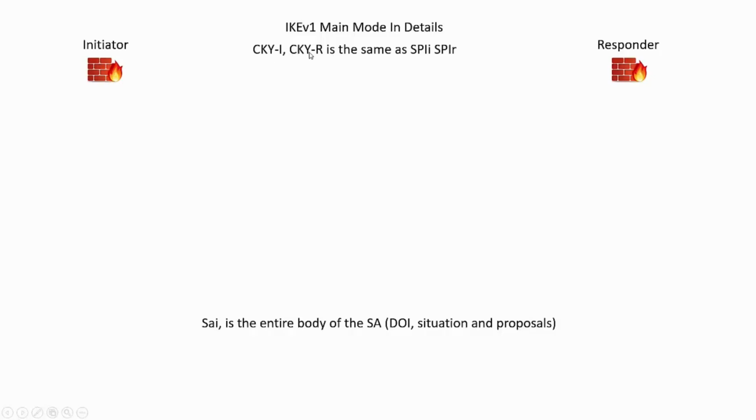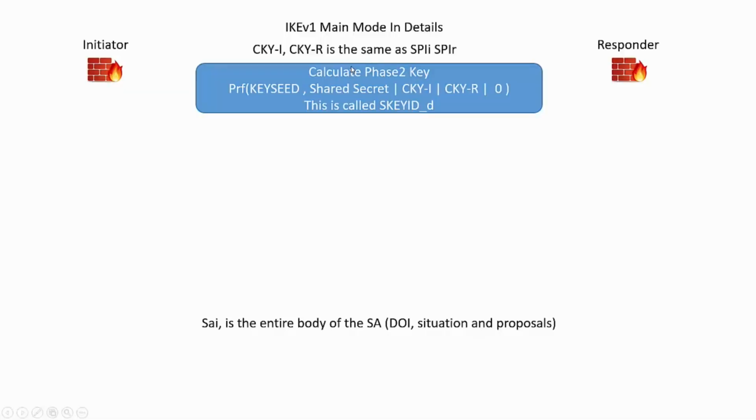Both sides will do the same operation. The first step is to calculate the phase 2 key. And this is done by using the pseudo-random function. It will feed it the seed key, the shared secret, and the SPI from the initiator, as well as the SPI from the responder, and the value 0. This is called the phase 2 key, or SKEYID_d.